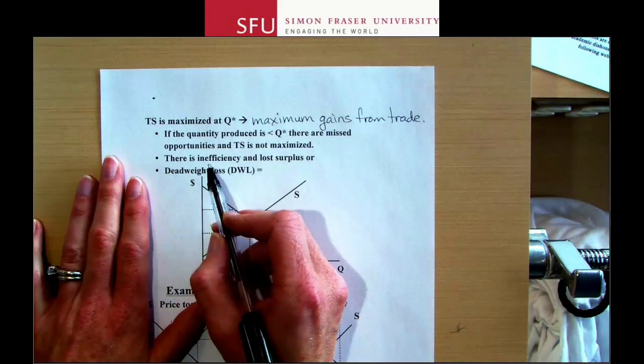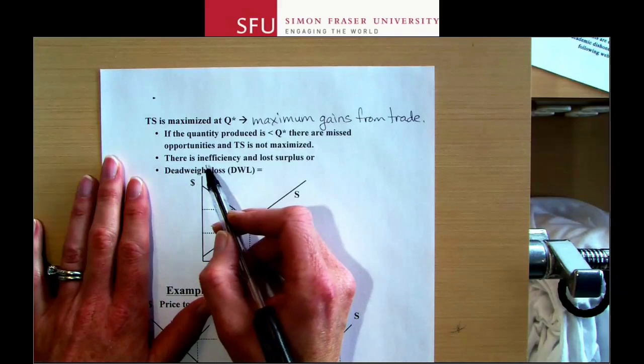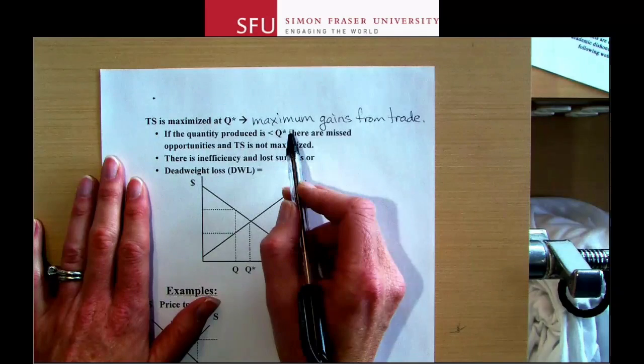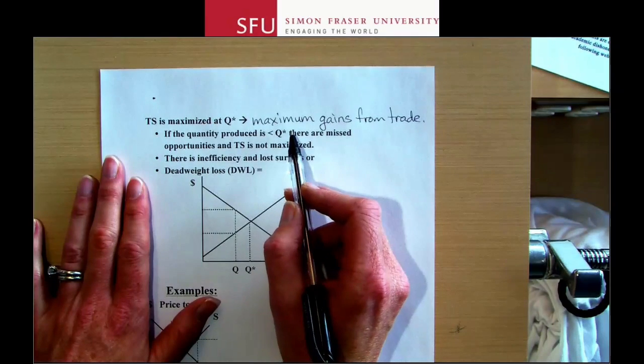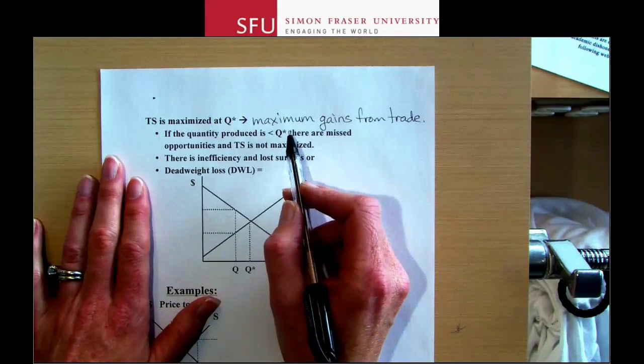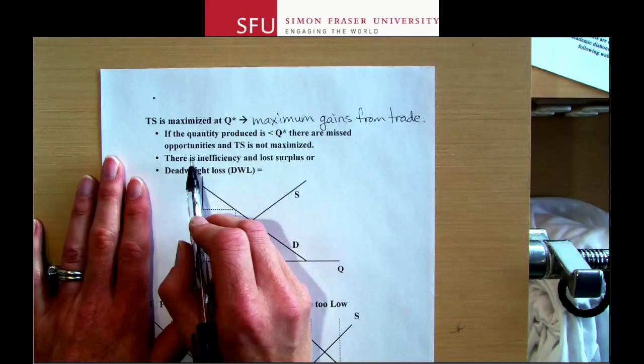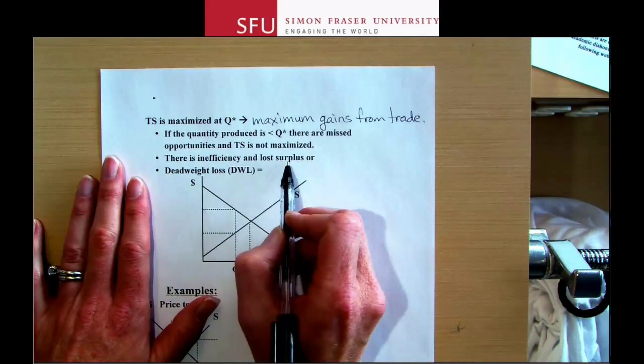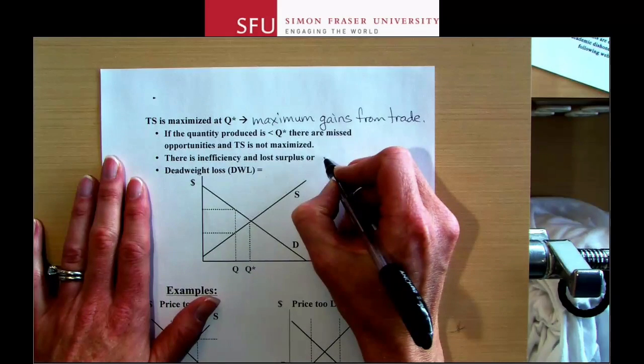So if the market were not at the equilibrium and the quantity for some reason was less than the equilibrium quantity, we would not get the maximum gains from trade. We would lose out on some surplus. So that is inefficient, and we would lose out on some surplus, and we call it deadweight loss.